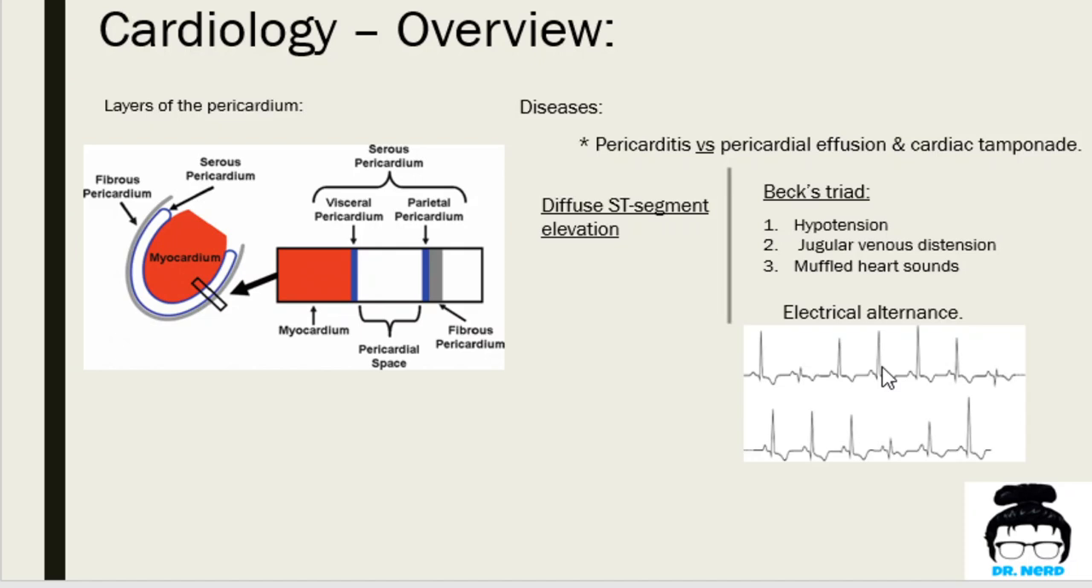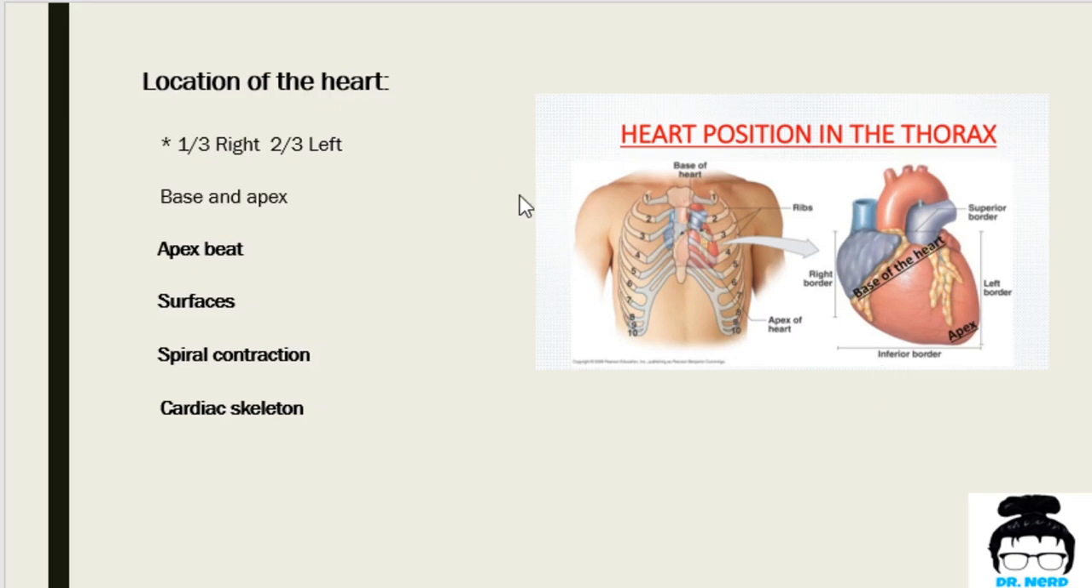Something similar to this you will see on ECG if someone has cardiac tamponade. Now, the location of the heart is found in the middle, in the midline, shifted to the left. Specifically, 2/3 of the heart is on the left side, 1/3 of it is on the right side. There is a base of the heart and apex. And there is this term which is apex beat. What is apex beat? When you place your palm on the chest of the patient or on your own chest, there is this location where you will feel the beat the most, which tells you where is the apex of the heart.